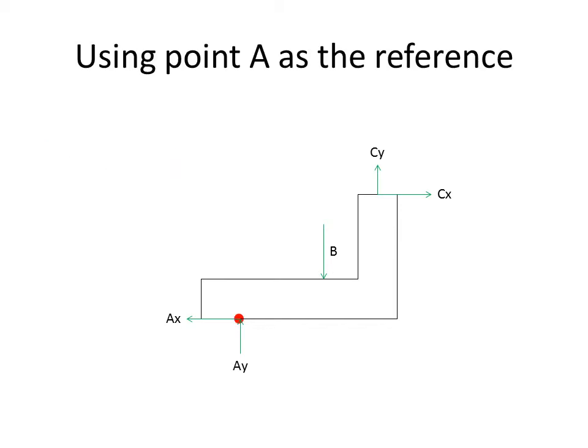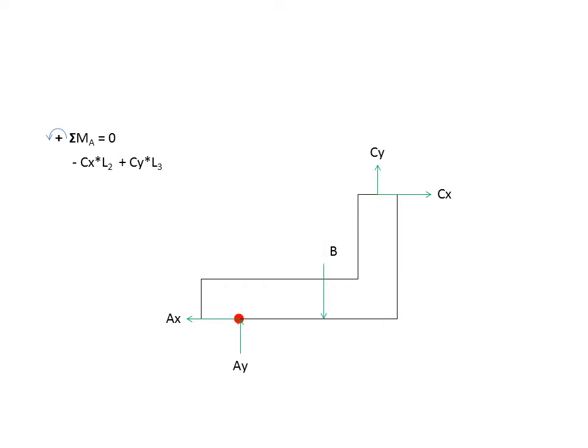Finally, consider taking moments about point A. Forces Cx and Cy both generate moments about A. Force B also generates a moment about point A. Since Cx and Cy are known, we now have only one single unknown, the force B. This equation is particularly useful because it can be used directly to determine the force B, which afterward allows us to solve for the rest of the unknowns.